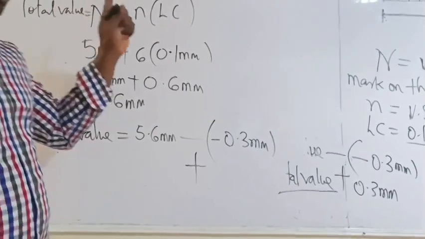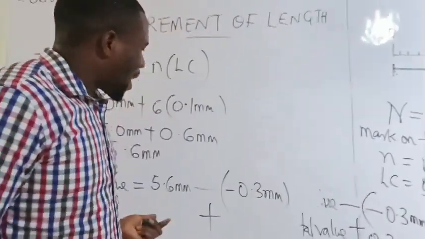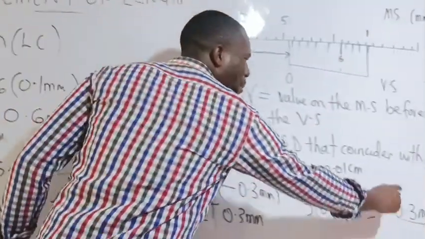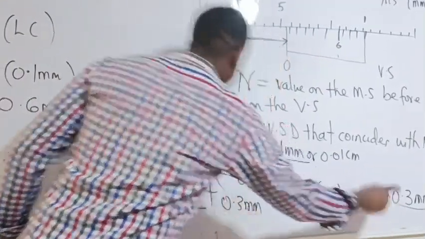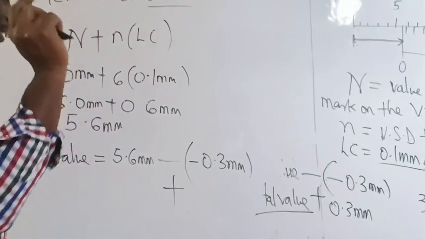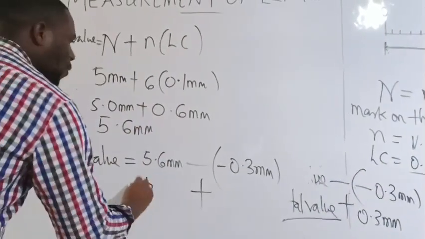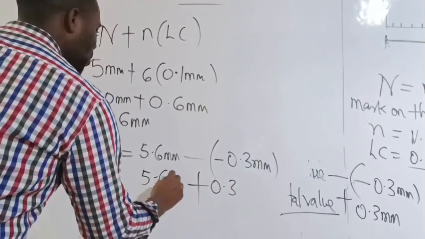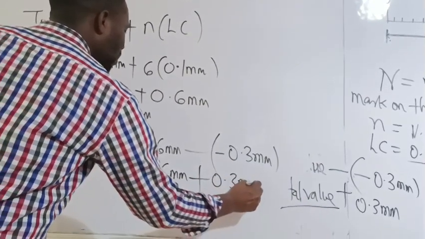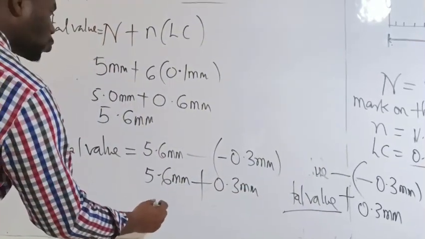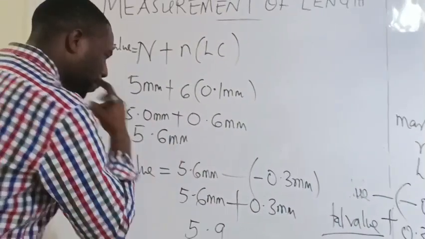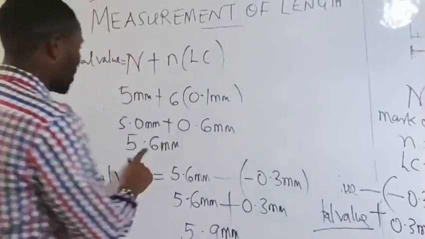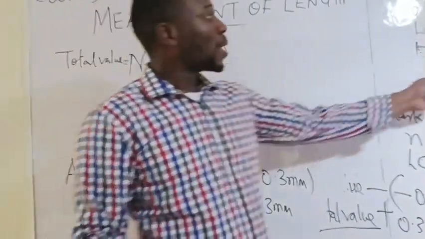So that was why I said earlier, just to save time, if you have a negative zero error, just add the magnitudes, ignore the sign, to the total value of the object. You get the actual value. So this is 5.6 plus 0.3, of course. This is in millimeter. So this would give us 5.9 millimeter. This is the actual value of the object, not this, because we have to make room for the zero error.